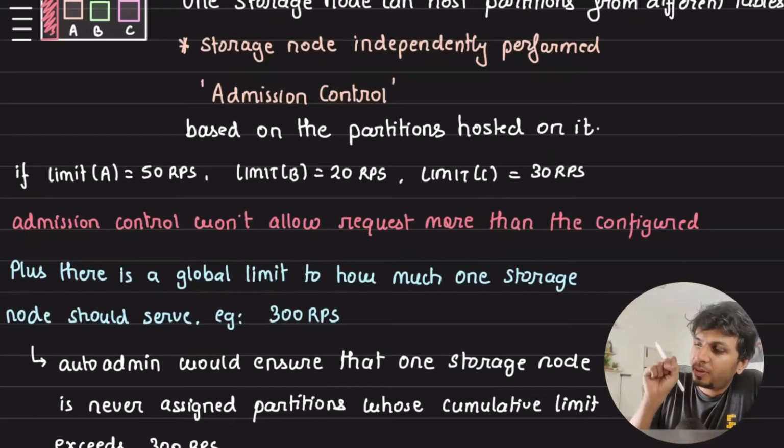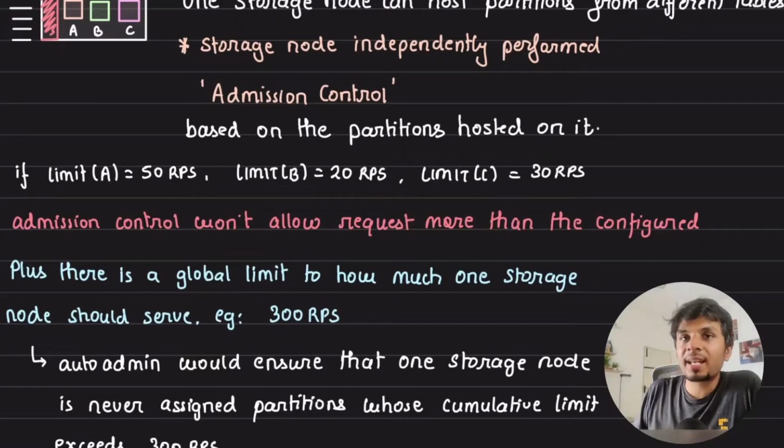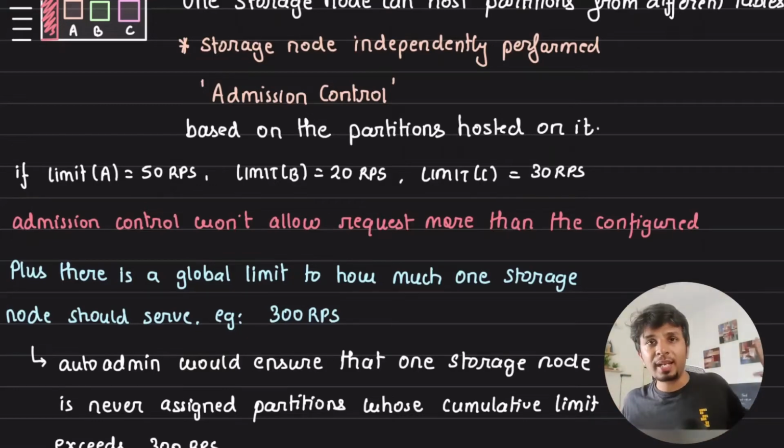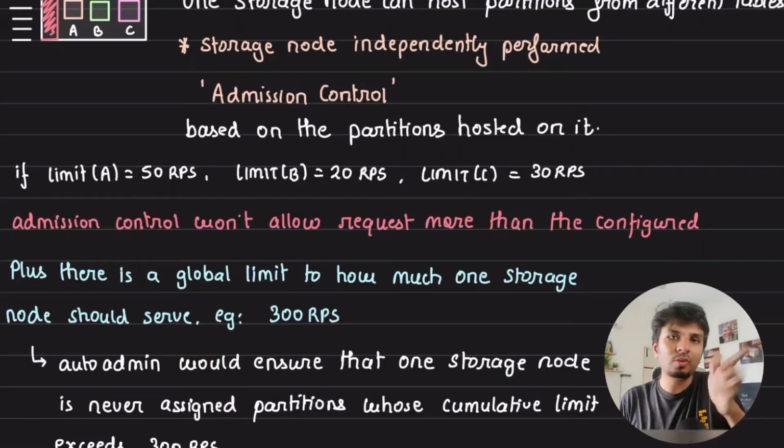Because the day you start firing requests on that and storage node gets overwhelmed, it would crash and your system would have an outage. You don't want that to happen.